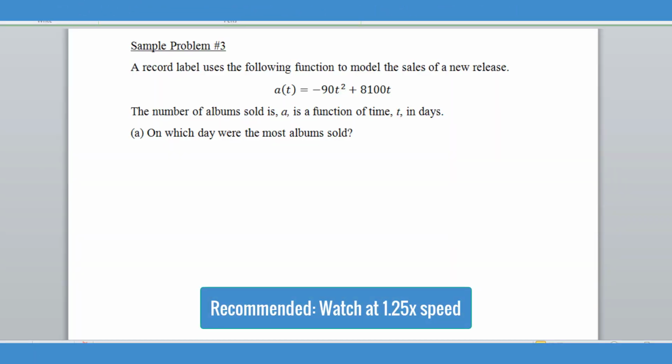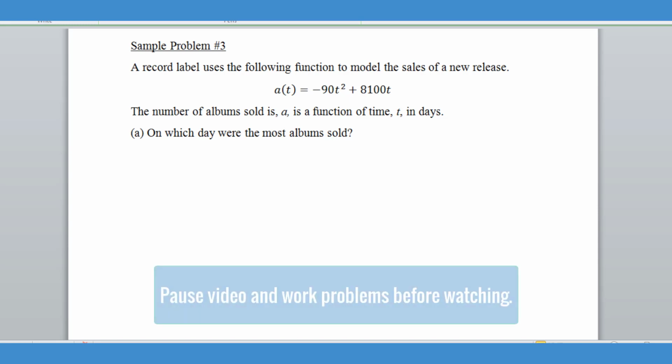In this sample problem, we're going to take a look at a problem that gives us some information we need to answer questions for. And we're not necessarily going to graph, per se, the quadratic, but we can use the techniques that we learned graphing here to help us answer the question. So if we look at this, sample problem number 3.